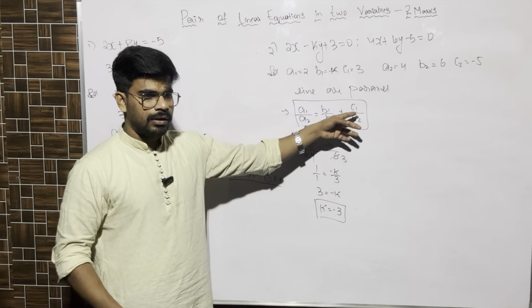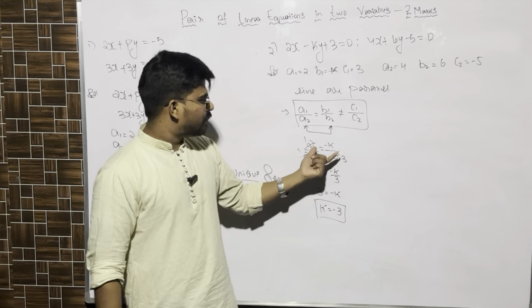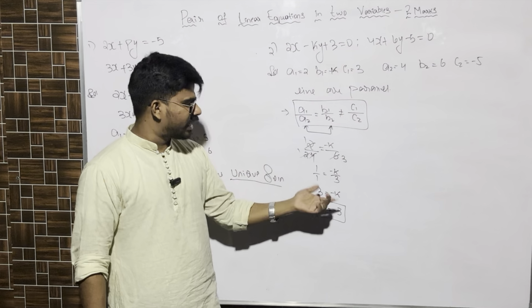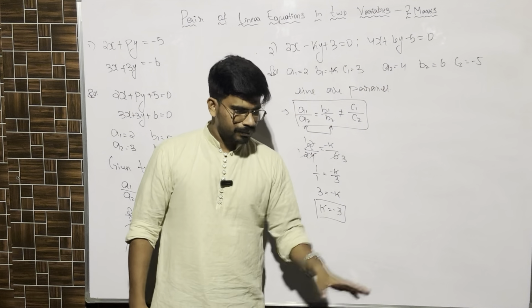C1 by C2, that is not equal to, two numbers are there. By solving first and second only, we are getting the value of k. Need not go for the third one. There you have to stop.